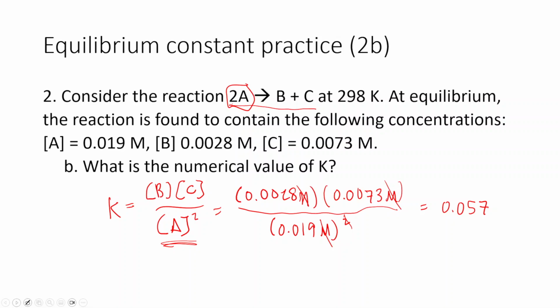The other thing I want to warn you about: whenever you're calculating K, always make sure that the numbers you plug in are in molar, which is moles per liter. If I give you it in millimolar, which I might sometimes do, first change it to molar before you do the math. Otherwise, you will get the wrong equilibrium constant. Does anybody have any questions about this part?